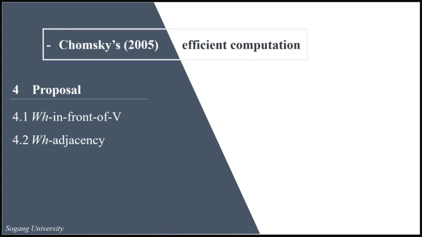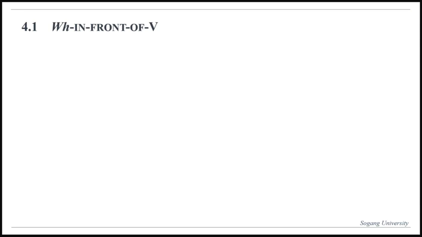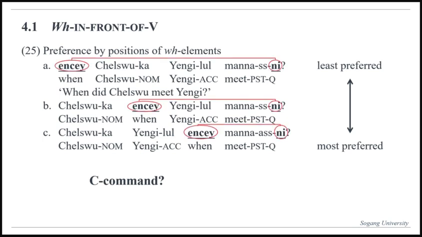In section 4, taking Chomsky's 2005 efficient computation as a guiding principle, we consider two aspects of economy at PF: economy of distance and economy of operation. To explain the property of WH in front of V first, let me recall the results from the single WH questions. In 25C, which is the most preferred single WH question, the WH adjunct 언제 prefers to appear in front of V position. Let's consider the C-command relationship between the WH adjunct and the Q marker ni. Each WH adjunct in 25 is successfully C-commanded by the Q marker. Therefore, the difference in preference between the sentences in 25 cannot be explained with C-command.